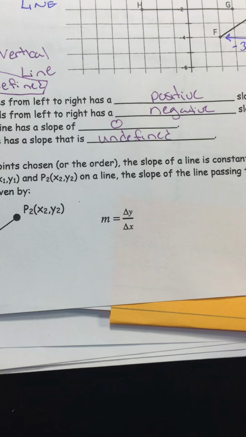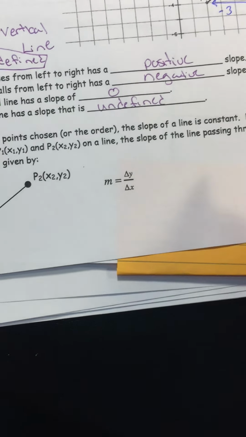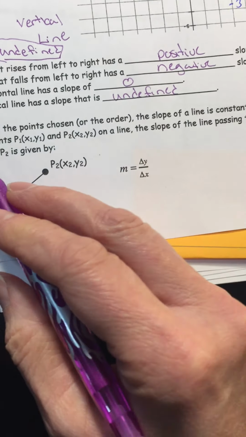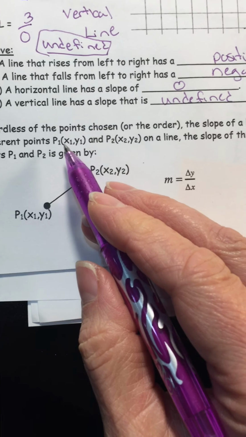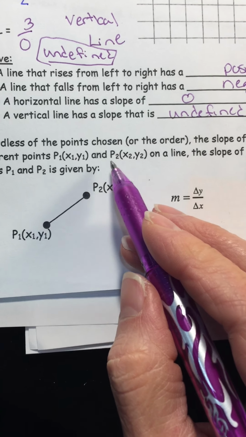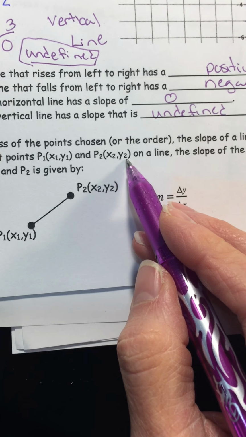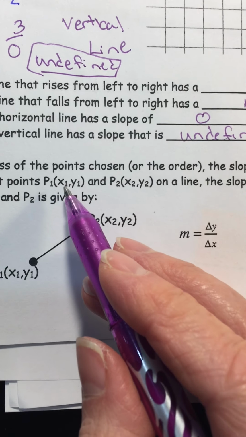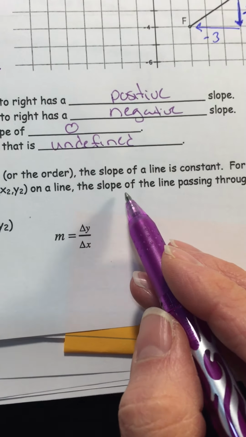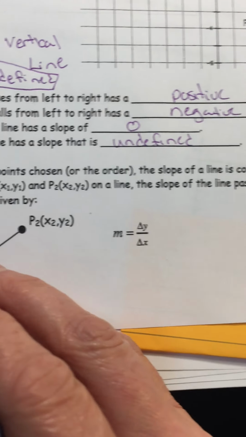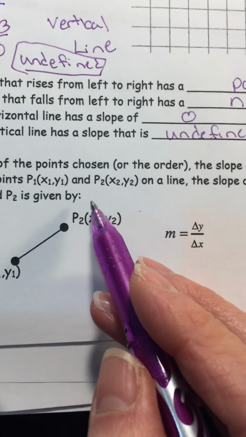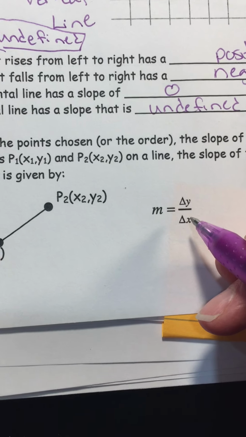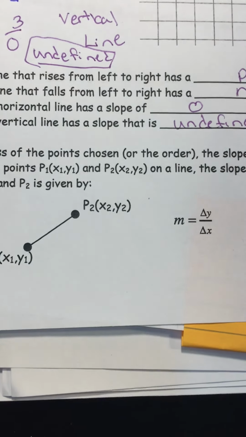Regardless of the points you choose or the order, the slope of a line is always the same. For any two different points, we call them point number 1 is x1, y1, and point number 2 is x2, y2 on a line. This is determining the coordinate points. The slope of the line passing through the points, point 1 and point 2, is given by a formula. So we're going to come up with that formula.